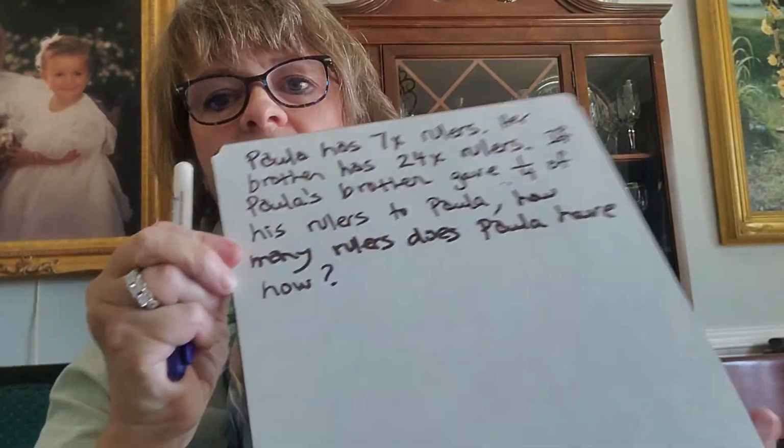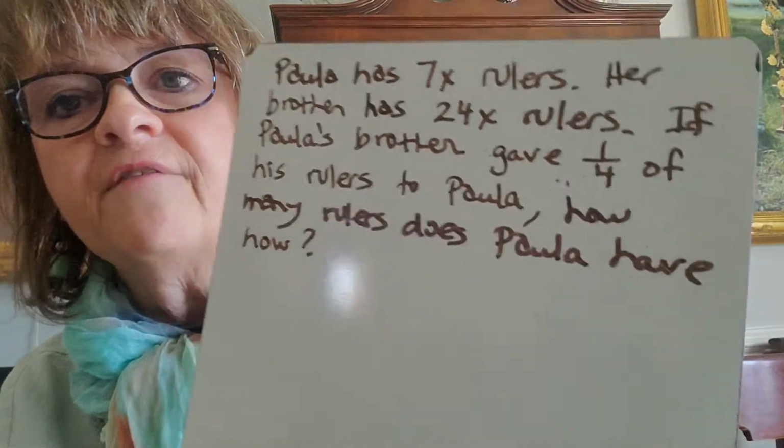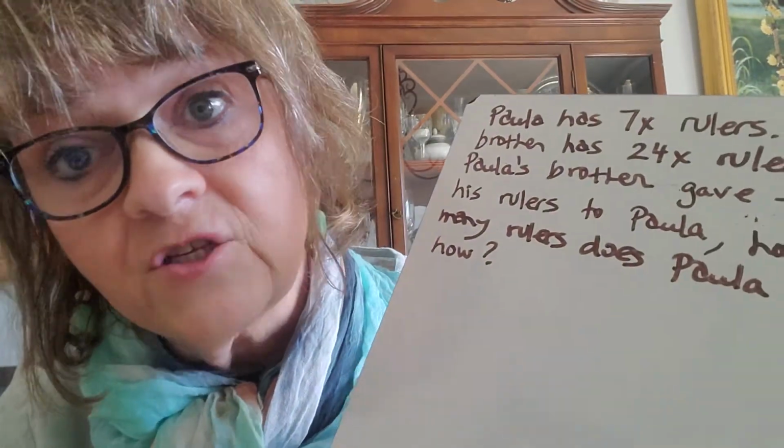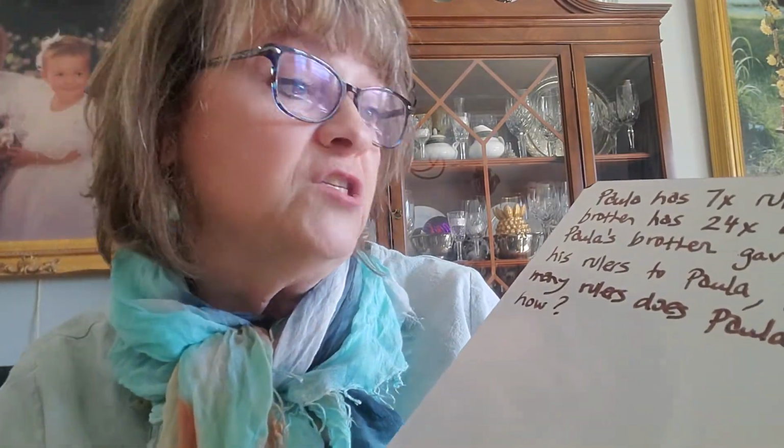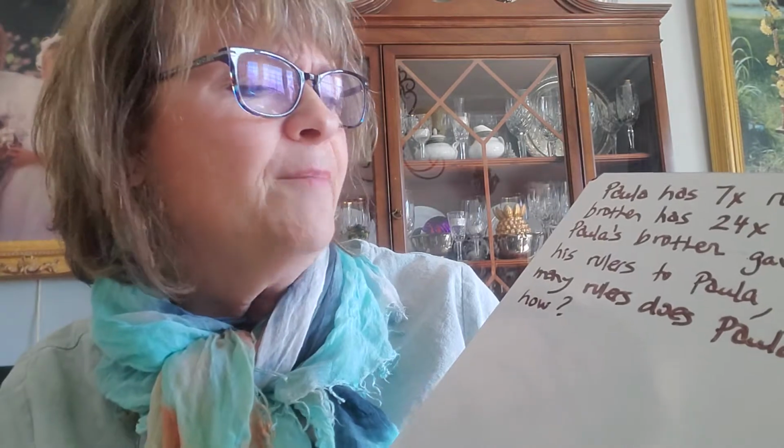One more and we'll be done. Y'all are doing fantastic. Thanks for hanging in there with me. This last one talks about Paula. It says that Paula has 7x rulers. It says her brother has 24x rulers. If Paula's brother gave 1/4 of his rulers to Paula, how many rulers does Paula have now?